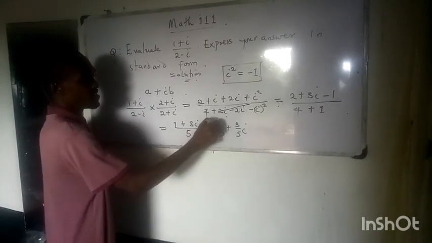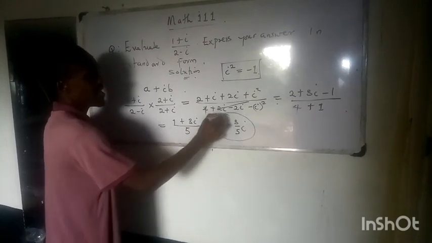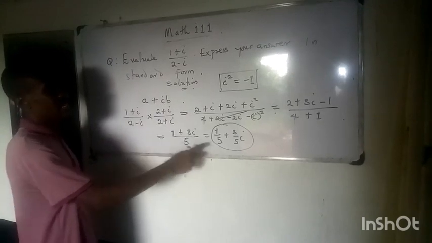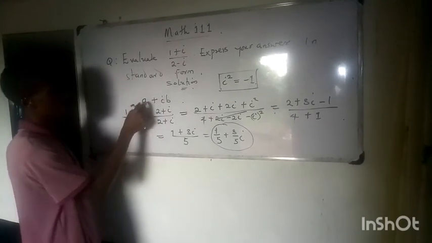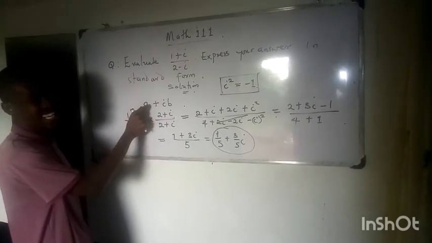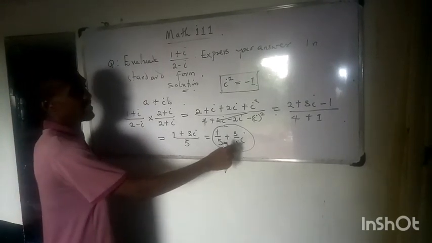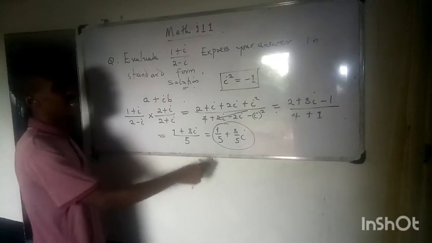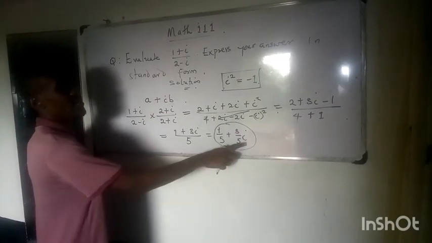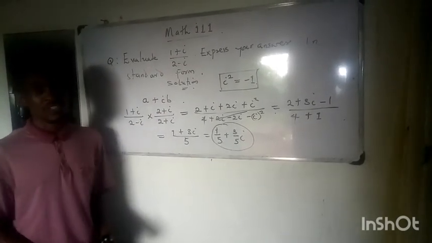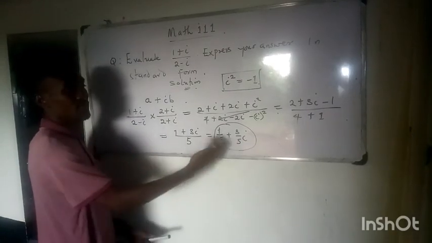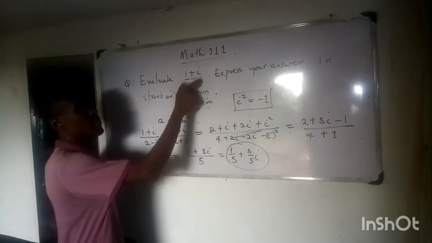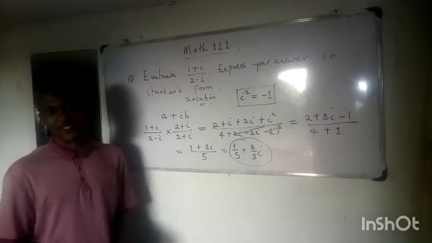So this is exactly looking like this. The 1/5 is represented as a. Then the 3/5 is represented as b. And then I have my imaginary number i. So this is the imaginary part and this is the real part. So this is the standard form for this particular expression.